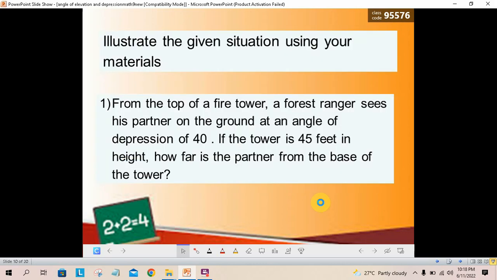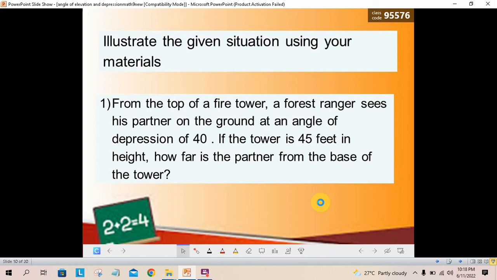So this time we're going to illustrate the given situation using your materials. It is expected that you have there one whole bond paper. You can also use your digital materials here, right? So just prepare your one whole sheet of paper, pencil, ruler.